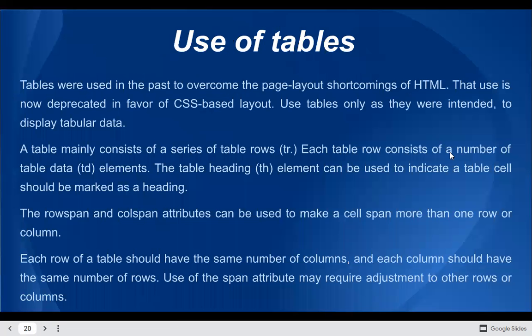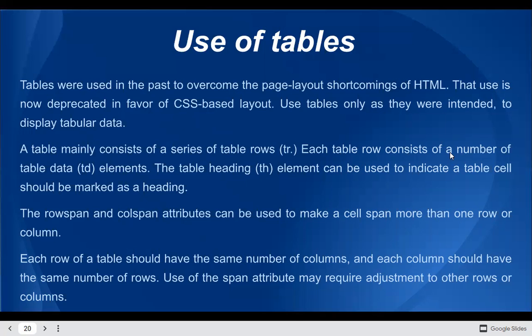Then let's move on to the use of tables. Tables were used in the past to overcome the page layout shortcomings of HTML. These are now deprecated in favor of CSS-based layout. Use tables only as they were intended, to display tabular data. A table mainly consists of a series of table rows, TR. Each row consists of a number of table data, TD, and the table heading element can be used to indicate a table cell should be marked as a heading.